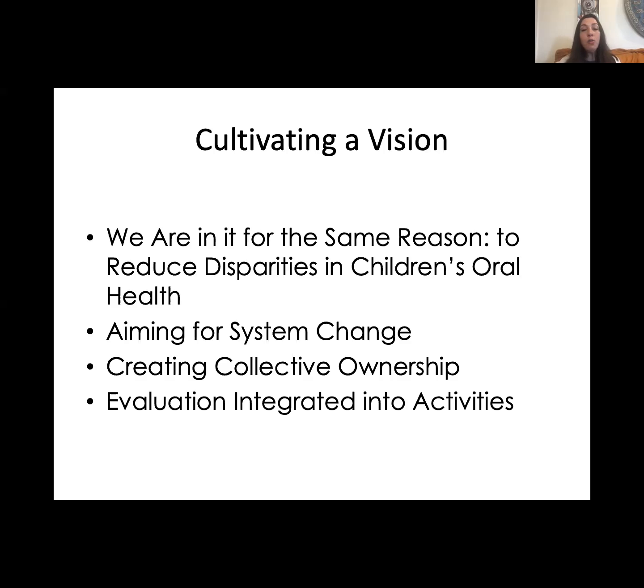And also our evaluation was integrated into activities. Creating that care coordination platform was a big step into making sure that our care coordinators are getting the data as they're in the field. They're having their own iPads with them, really working with the community, working with the families, but also getting the data that they need to look at how they're performing and how they can improve their performance.